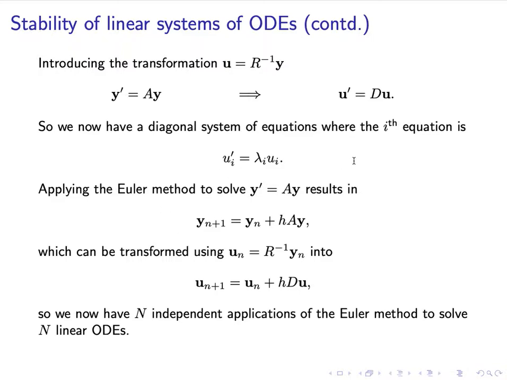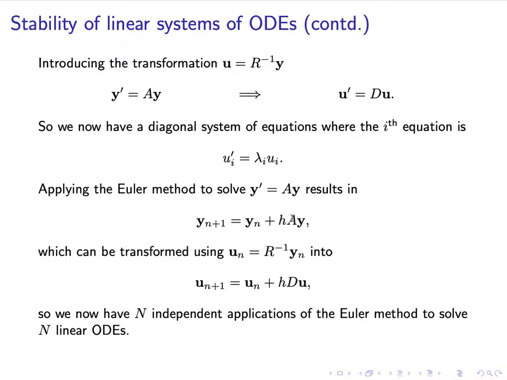So what we have here, we have n equations of this form. So we have ui dash equals lambda times ui. So this lambda is an individual eigenvalue of the matrix A. So if we apply the Euler method to solve this, or to solve our original system of linear ODEs, we have this, and using this transformation we have the equivalent Euler method for solving our diagonalized system.